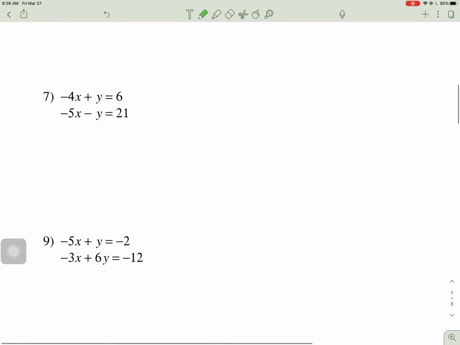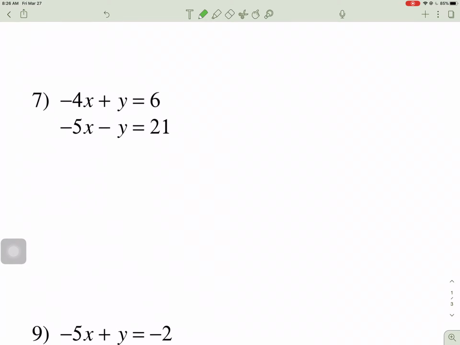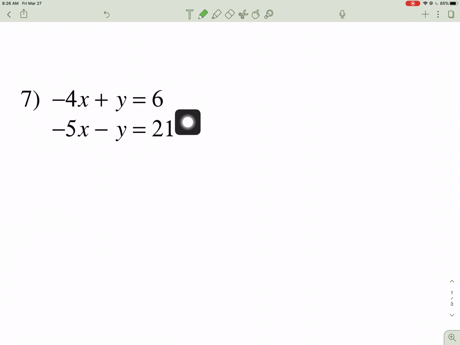Now, let's look at 7 or 9. Let's look at 7. Here we say, okay, we have a system of equations, two equations. However, neither is in y equals form. Well, you can easily make one of them into y equals or x equals form, and it doesn't really matter which one you do. Let's do this top one here. Let's take negative 4x plus y equals 6 and get that into y equals.